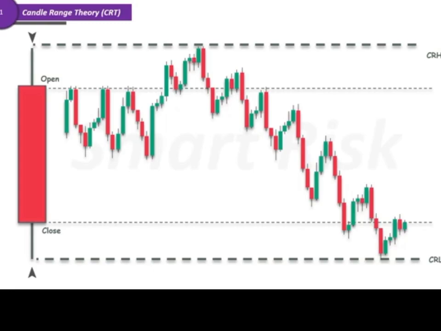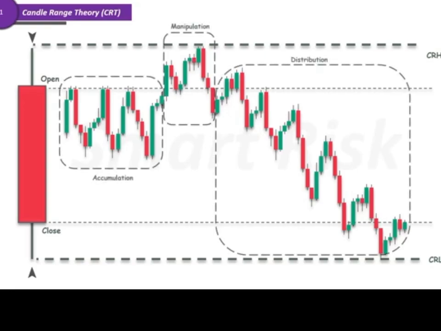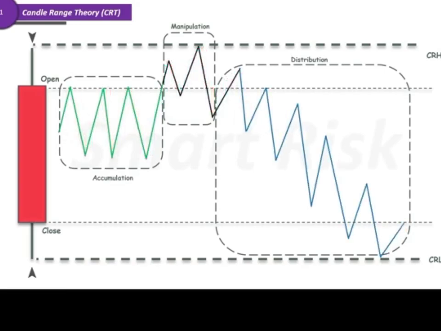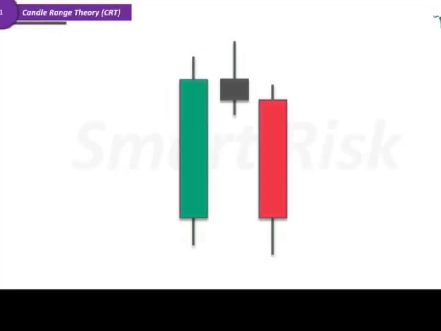The market moves through three main phases: accumulation, manipulation, and distribution, AMD. Price is constantly cycling through these phases, even inside the range of a single higher time frame candle. But with CRT, we are not focused on just one candle.